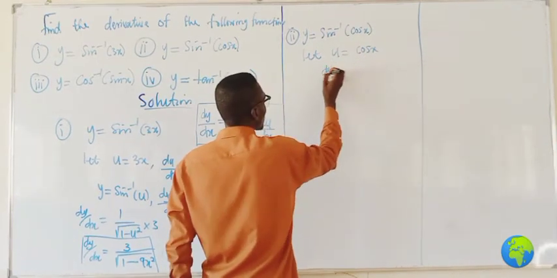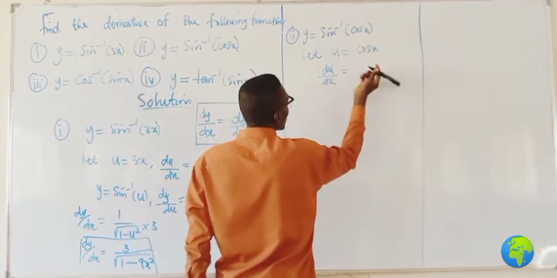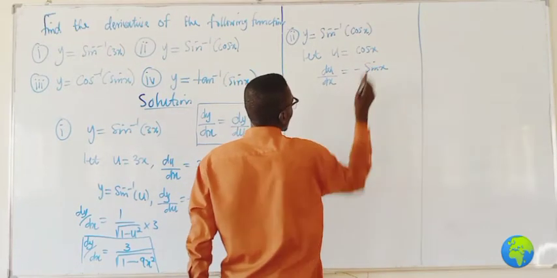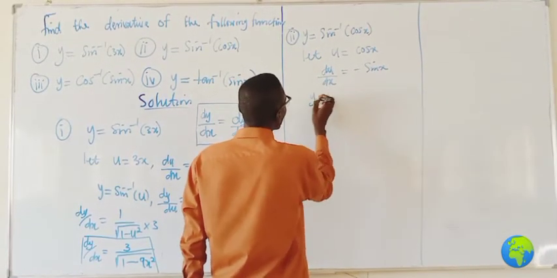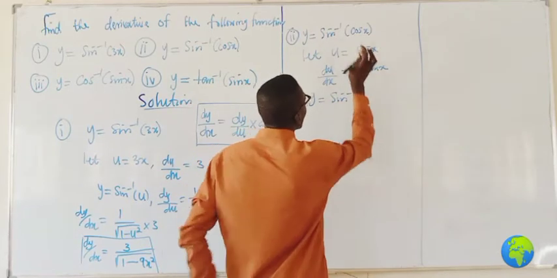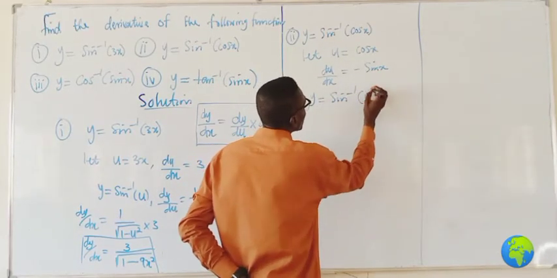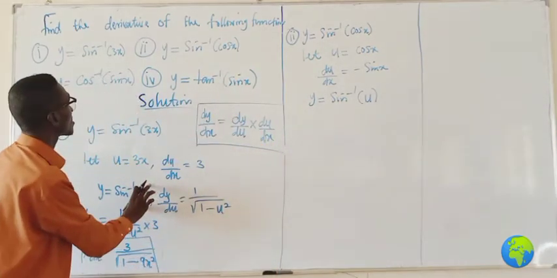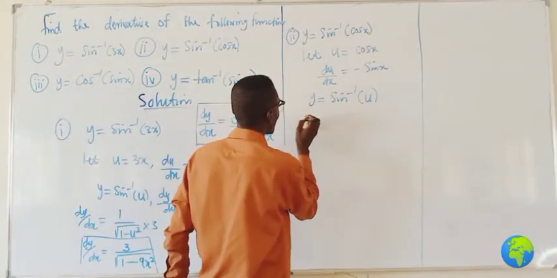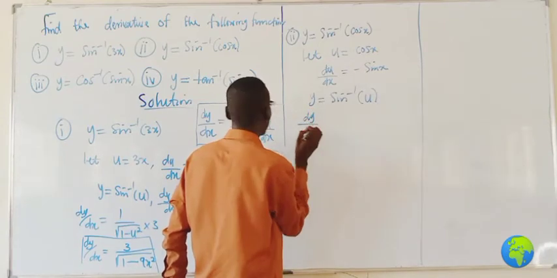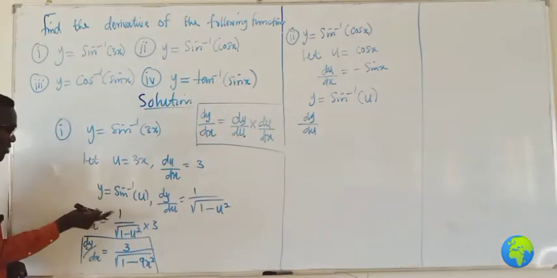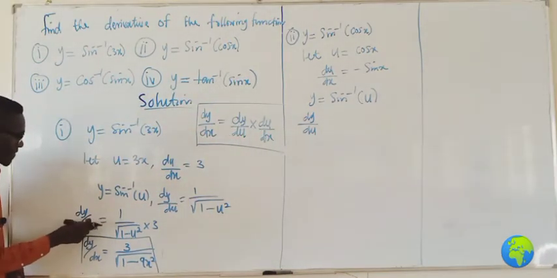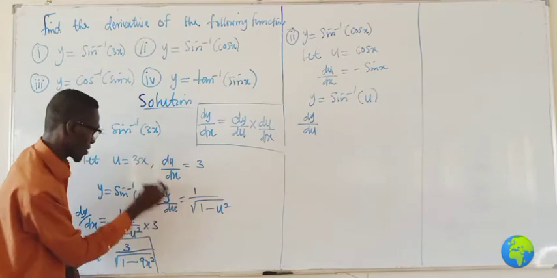So what is du/dx? du/dx is going to be, the derivative of cos x is minus sine x. We know that already, right? So we have y equals sine inverse of u, instead of cos x, just like what I did here, right? So we have our dy/du this time. Sorry, this should be dy/du because I'm differentiating with respect to u. Okay, I did the right thing.